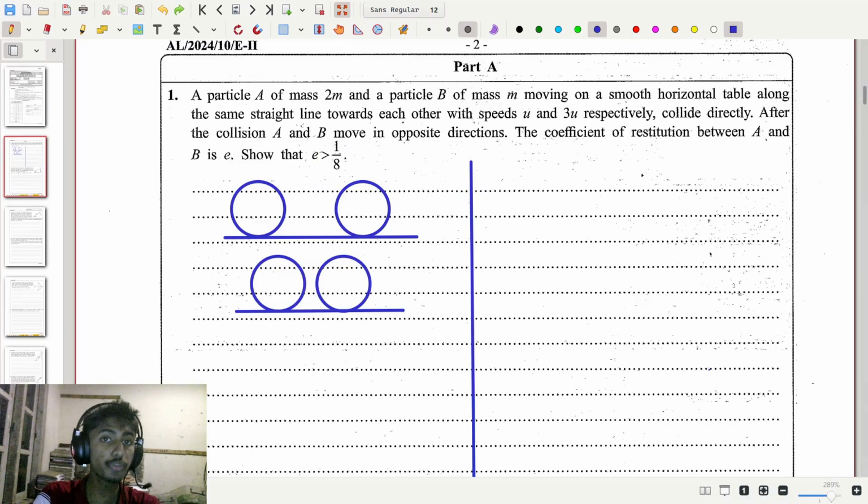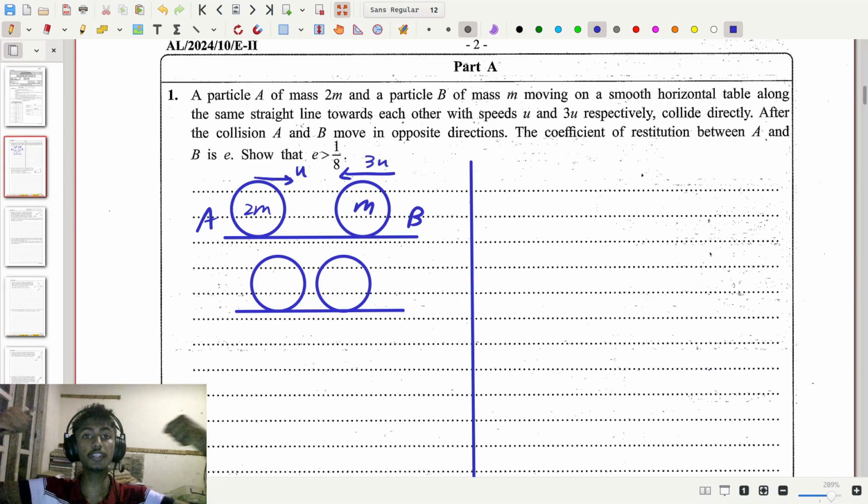Now to start off with this question, let's consider the situation that we have here. We have one particle A, another particle B on a smooth horizontal table. A moves towards B at the velocity of u and B moves towards A with a velocity of 3u. In this situation, A has a mass of 2m and B has a mass of m. Now after they collide, they bounce back because they have some form of elasticity, since they have a coefficient of restitution that's not 0, and with this the particle A goes one way and the particle B goes the other way.